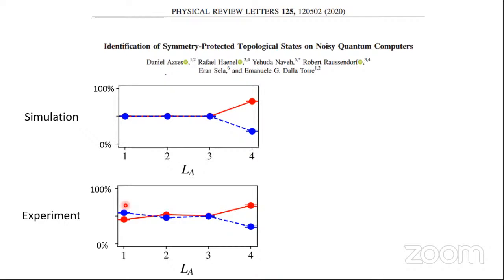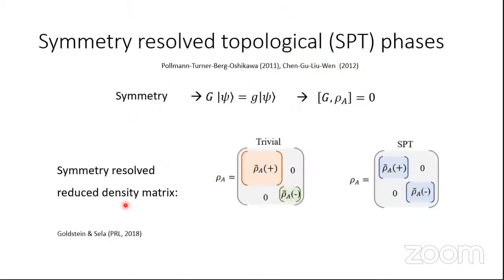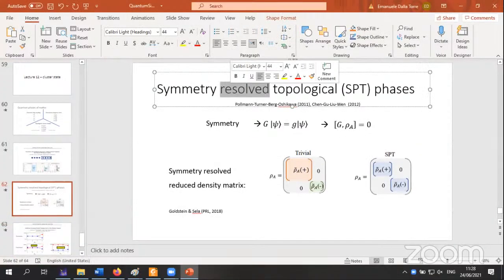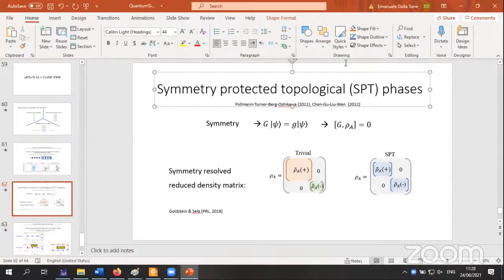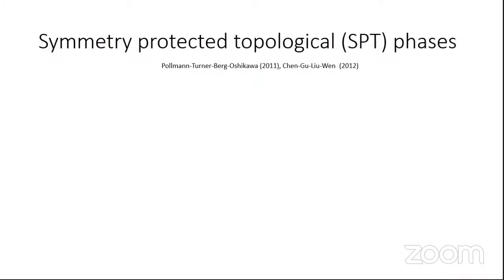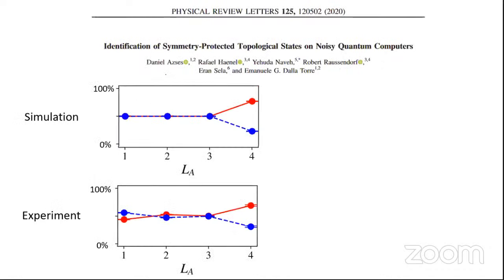In order to have the topology, I need to have these blocks, and the blocks are there because of symmetry. If there was no symmetry, there would be no topology. This is why these are called symmetry protected, not symmetry resolved, topological phases. You need to have the symmetry in order to have the topology. As you see in the experiment, the symmetry is broken just a little bit.